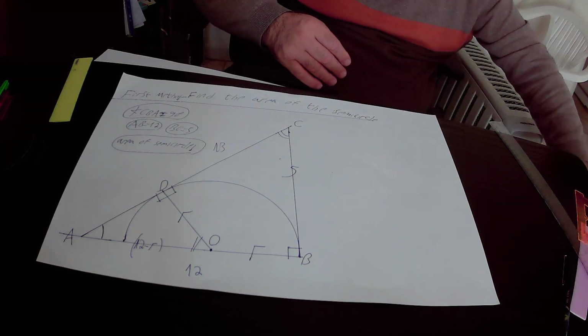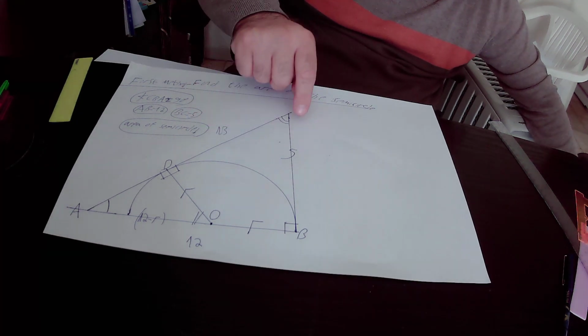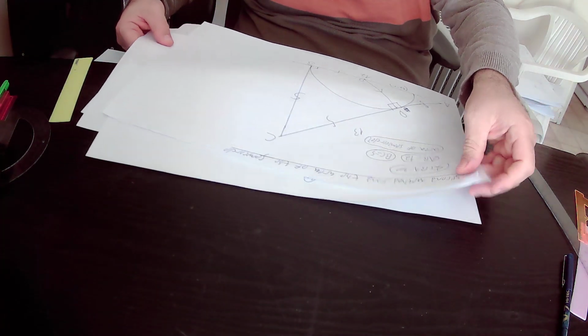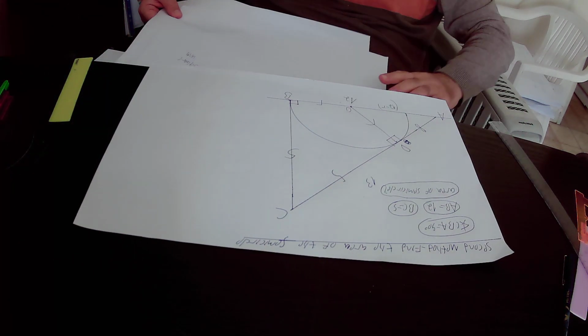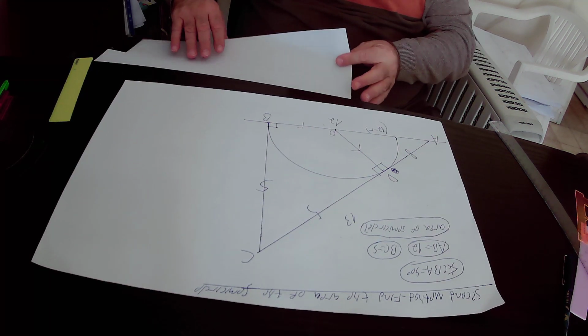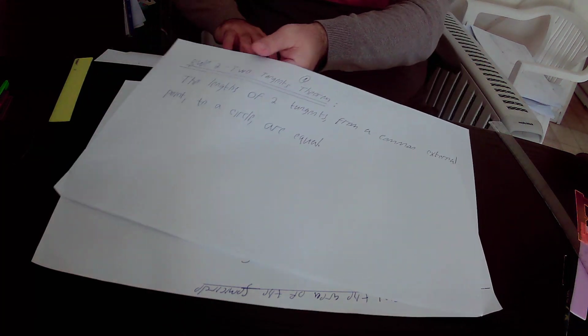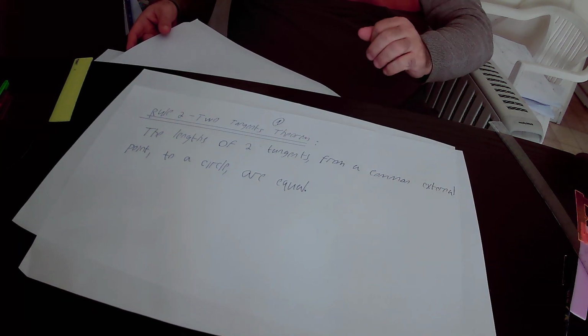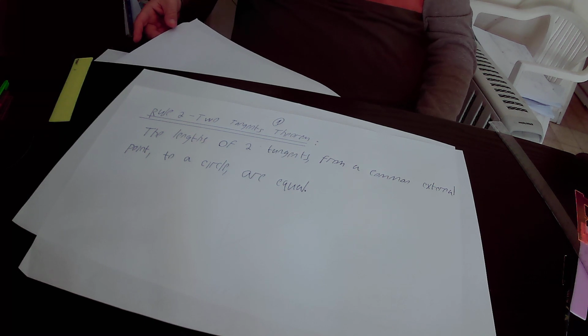Then we found the area of this semicircle according to a second method. According to the second method, we actually used rule number 2, or the two tangents theorem. According to rule number 2, or the two tangents theorem, the lengths of two tangents from a common external point to a circle are equal.